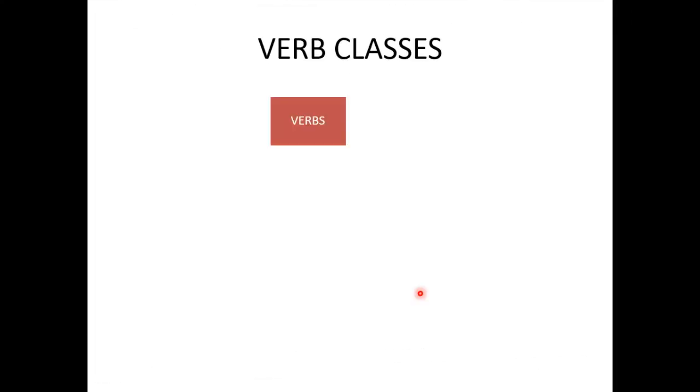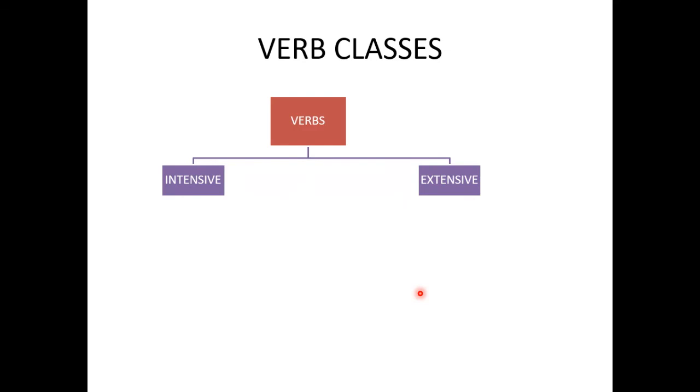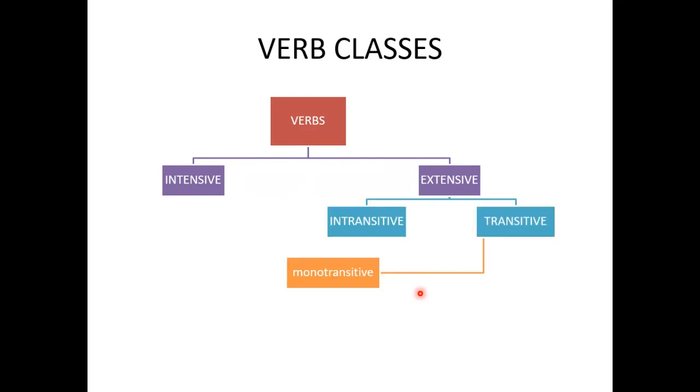What do we call these classes? Well, intensive ones: SVC, John is happy; SVA, John is in London. Extensive are called intransitive if there is no object, something like John vanished. And transitive ones contain an object. Monotransitive, she bought a book. Ditransitive, she gave Mary a book. Complex transitive means that there's an object and either a complement or an adverbial.